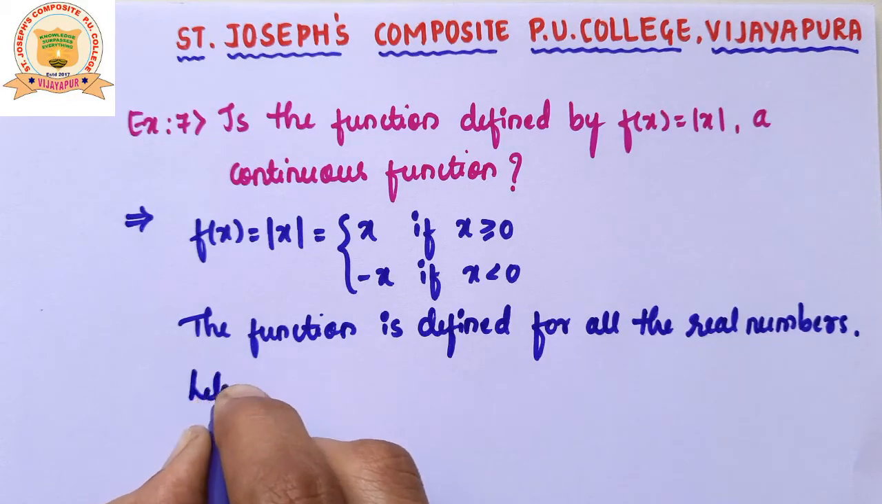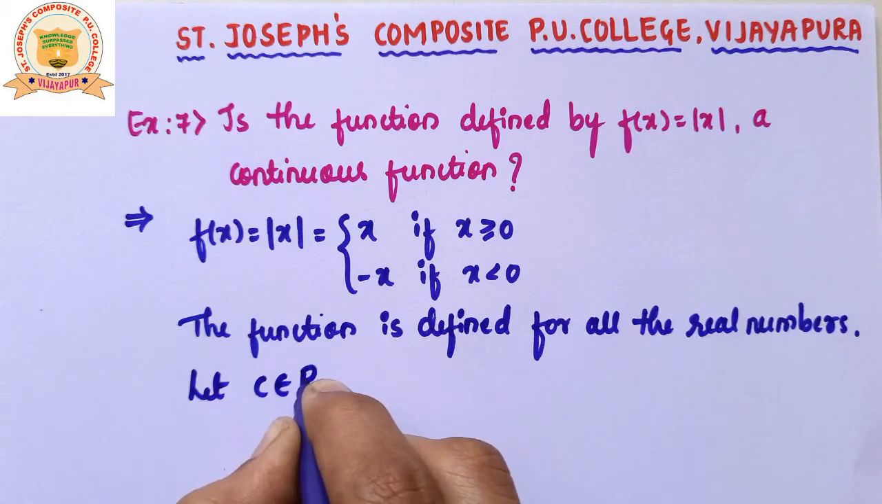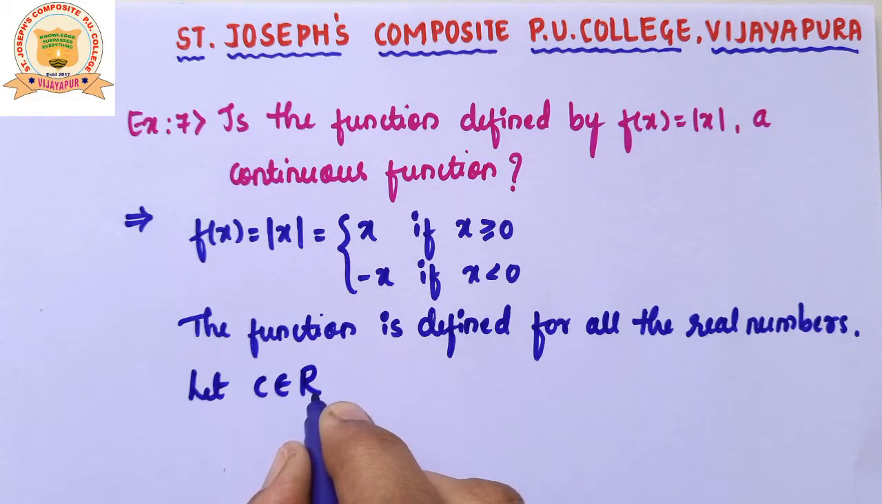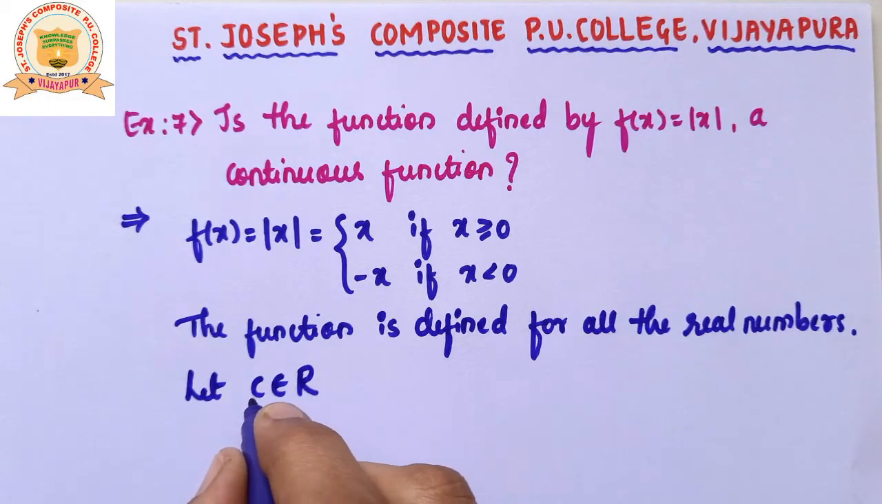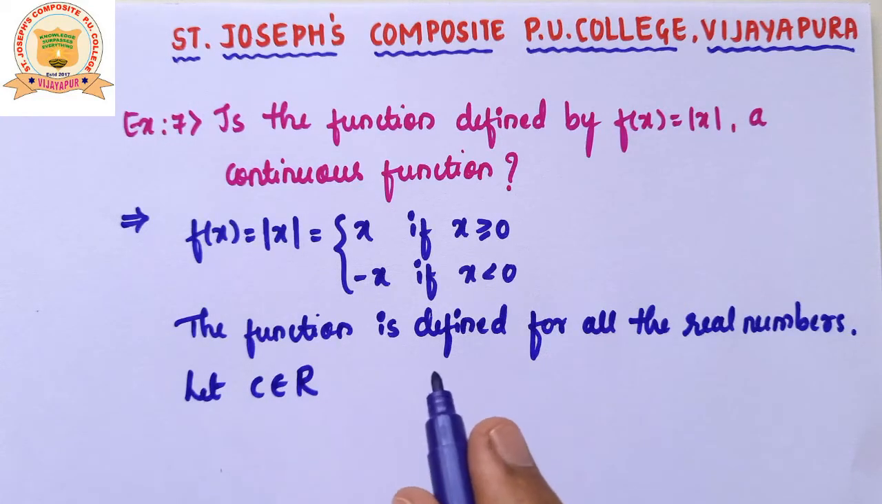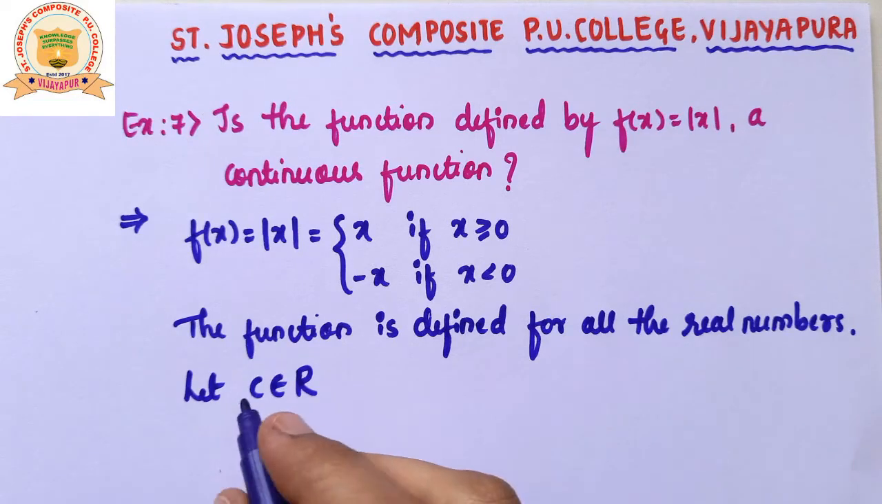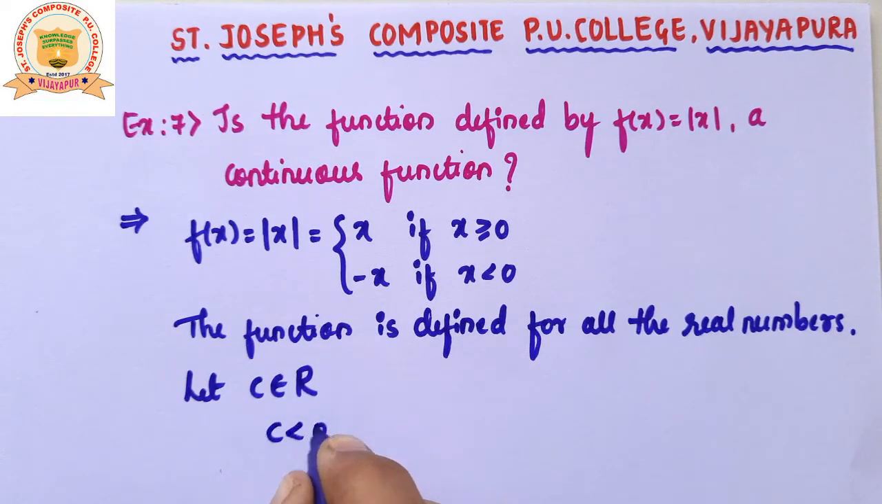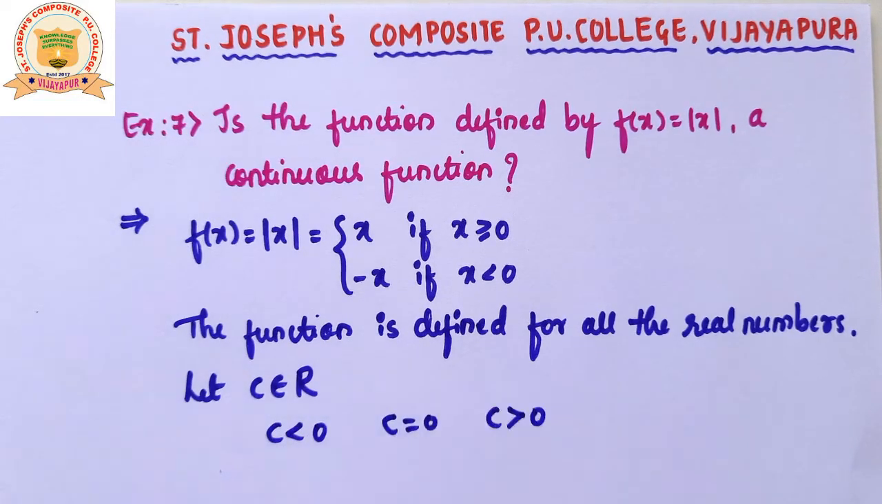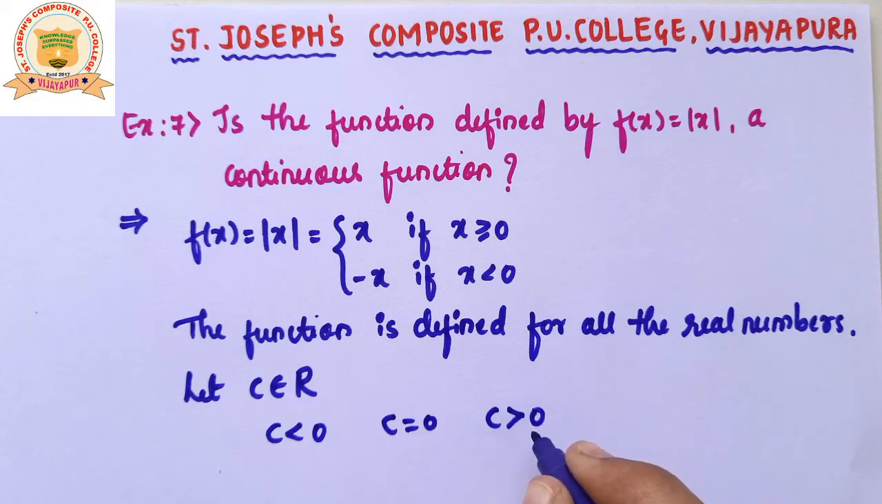Next, we will take one point in the real number system. Let c be any real number. For c, we have to check whether the function is continuous or not. Now we have three conditions. c may be less than 0, c may be equal to 0 and c may be greater than 0. It means we have 3 cases where we have to find whether the function is continuous or not.